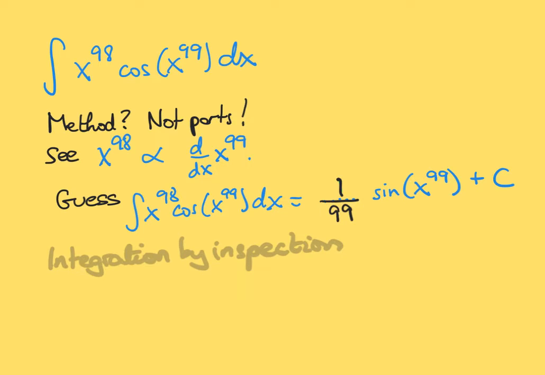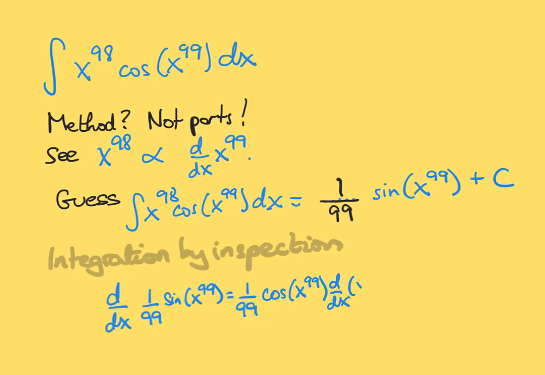And just to give people a bit of confidence in this, I'm just going to do the differentiation that I talked about a moment ago to show that it is correct. So if I want to differentiate 1 over 99 sine of x to the 99, I can pull the 1 over 99 through the derivative, and I then differentiate sine of x to the 99, and from the chain rule I get the cosine. I don't change the argument, you never do, and then we multiply by the derivative of the argument.